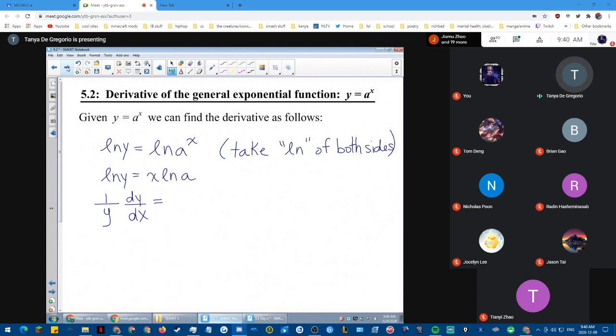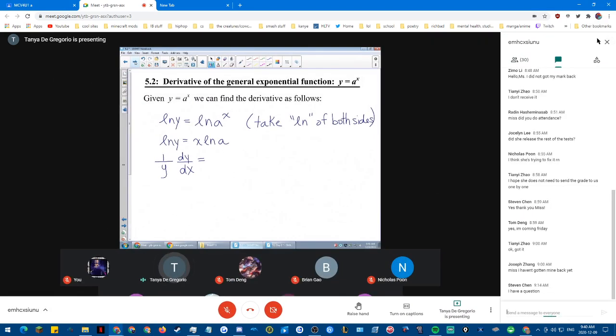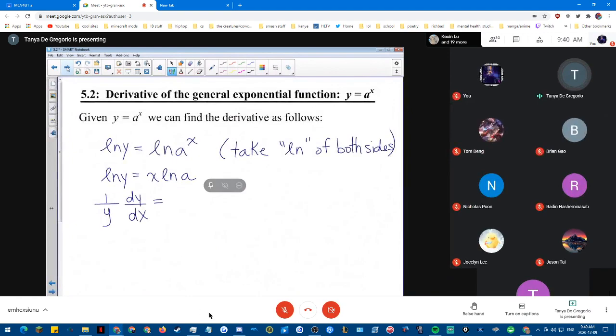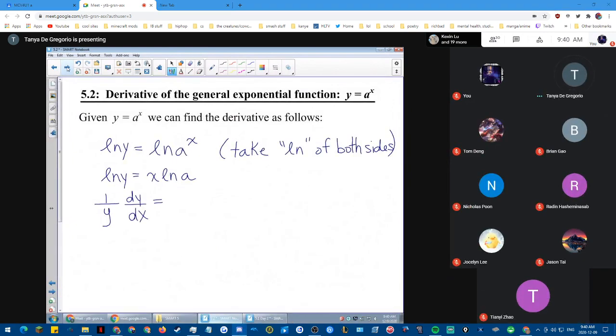Okay, so 1 over y times dy dx is equal to, now taking the derivative here, a is just a number. That's what you need to remember. Here, it's just your base, so it's any number. So what's the derivative of x ln a? And we'll never write this ln a x because it's confusing. So the ln of a is always going to come after it, even though it's just a coefficient. So the derivative here is just the ln of a.